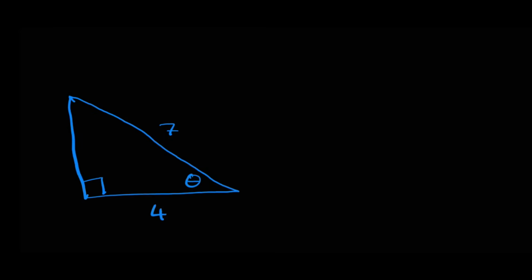Alright, finally let's go over finding an unknown angle using known side lengths. So let's say we have an unknown angle theta, as well as an adjacent side with length 4, and a hypotenuse with length 7. So how do we find theta? Well, we have the adjacent and the hypotenuse, so we know we'll be using cosine, because that's just adjacent over hypotenuse. And to find an angle using the trig ratio, you actually need to use the inverse trig function.